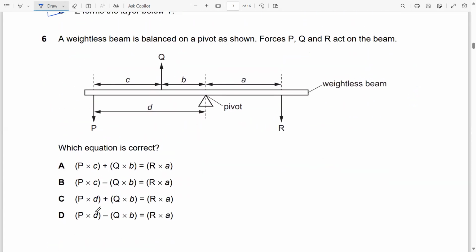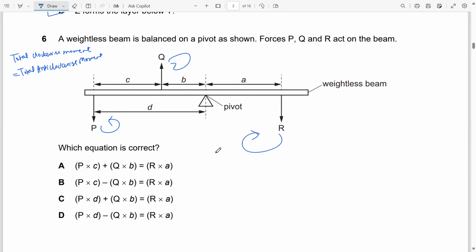Question 6. A weightless beam is balanced on a pivot. Forces P, Q and R act on the beam. Which equation is correct? Now, if it is balanced, this means total clockwise moment is equal to total anti-clockwise moment. So here force P will provide anti-clockwise moment. Q will provide clockwise moment. R will also provide clockwise moment.